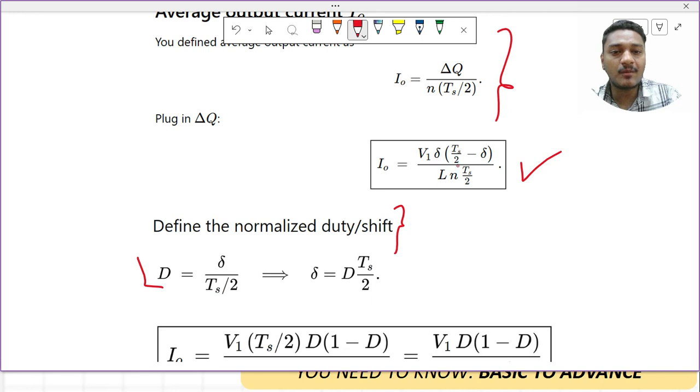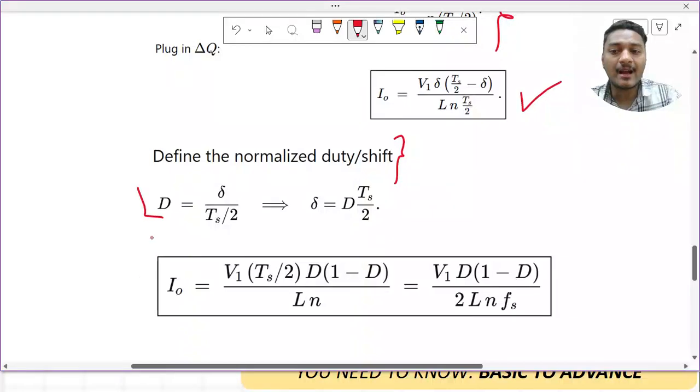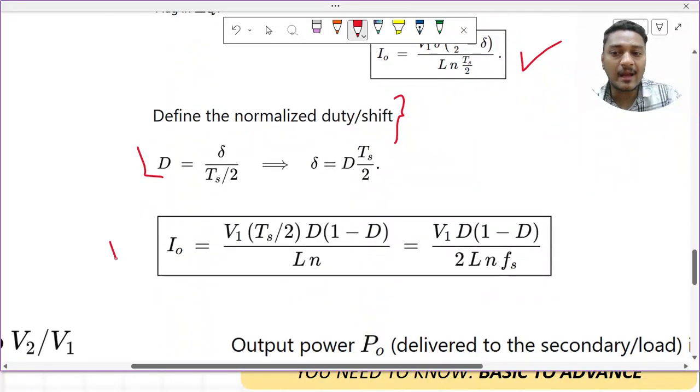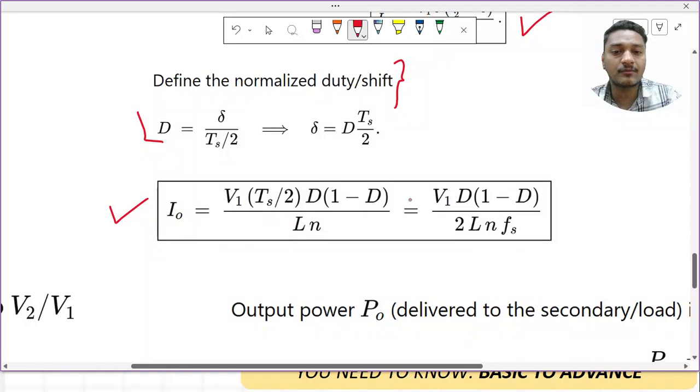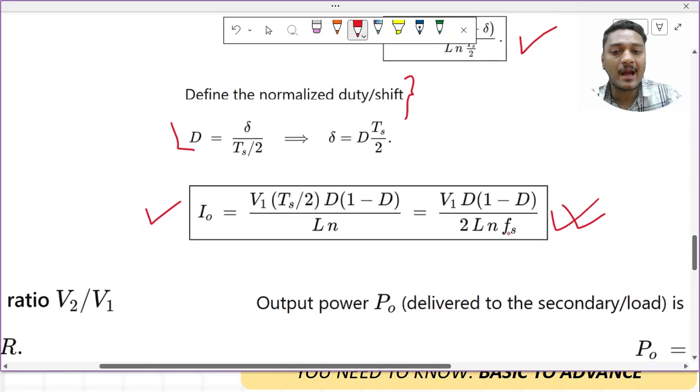So instead of delta divided by Ts by 2, I am going to use the term D, and when I keep that term here, I am going to get the expression for I naught, which is V1 into D in bracket 1 minus D divided by 2 n L Fs. Okay, so this is the formula for my I naught.